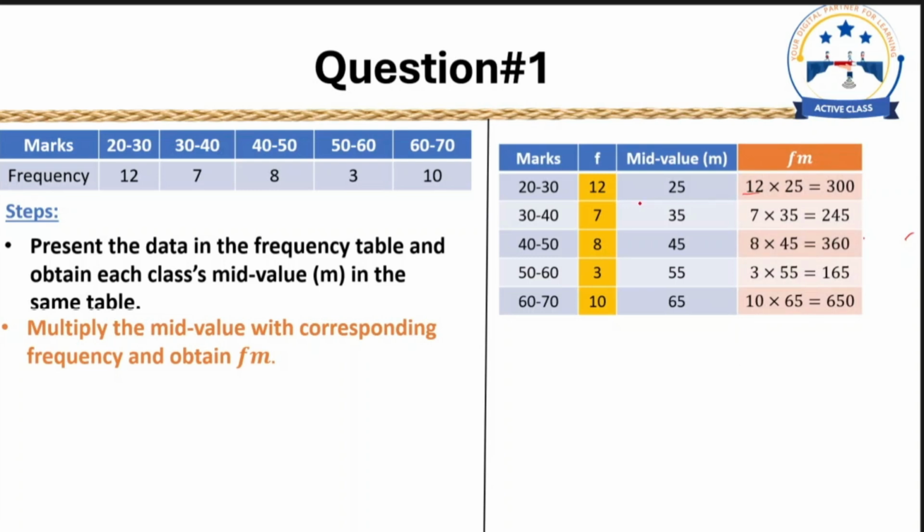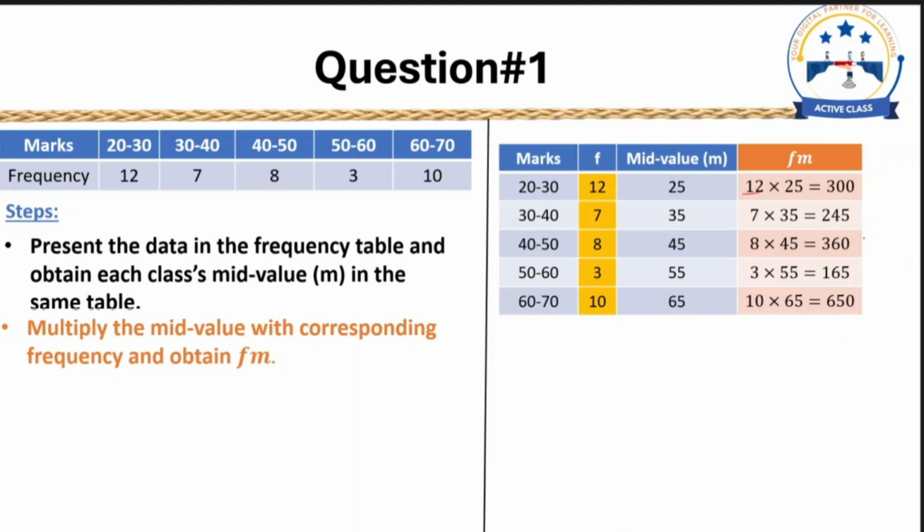So we have multiplied 12 and 25, which gives us 300. 7 times 35 is 245. 8 times 45 is 360. 3 times 55 is 165. 10 times 65 is 650. So we are done with the second step. First, we make the frequency table with mid-value. Step 2, in the same table we multiply the mid-value and corresponding frequencies and write it.